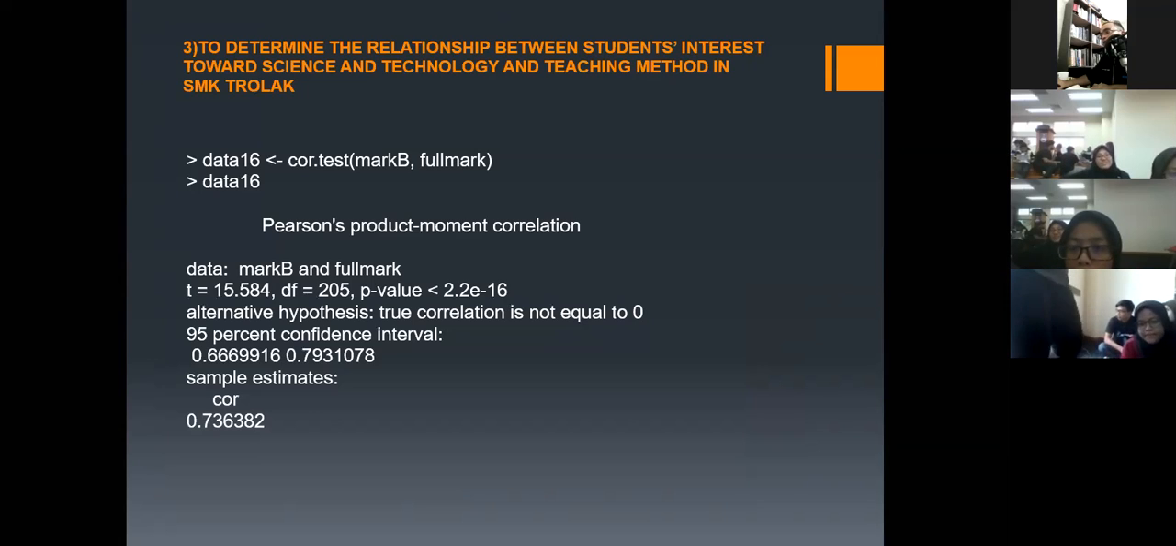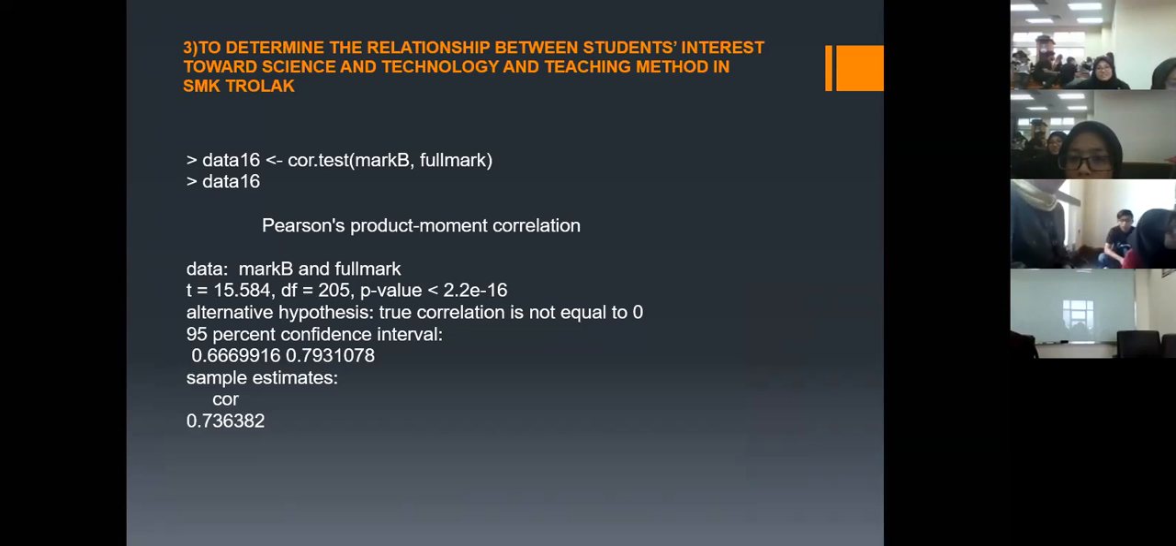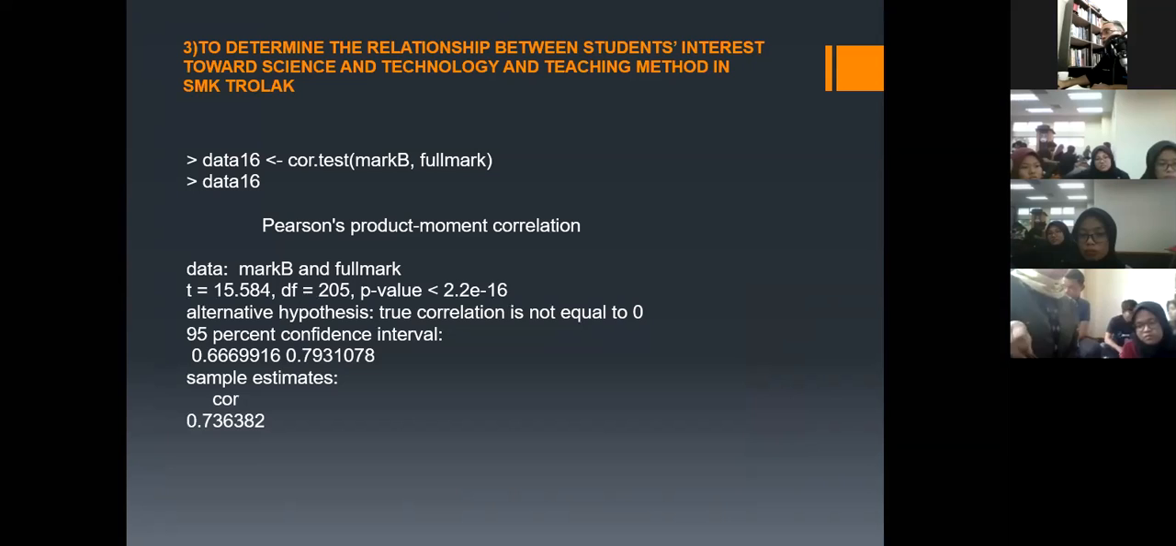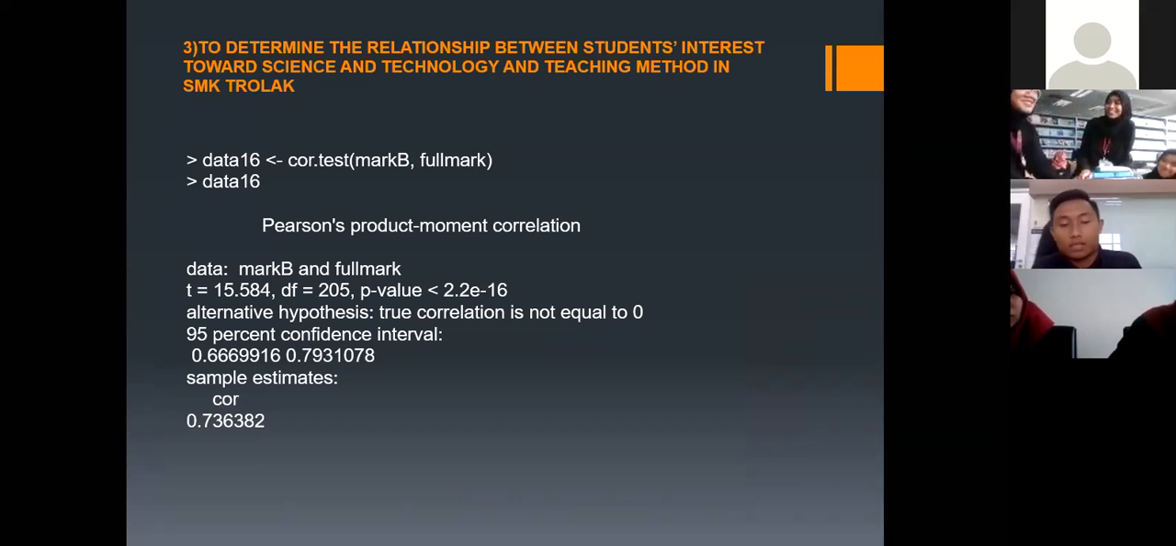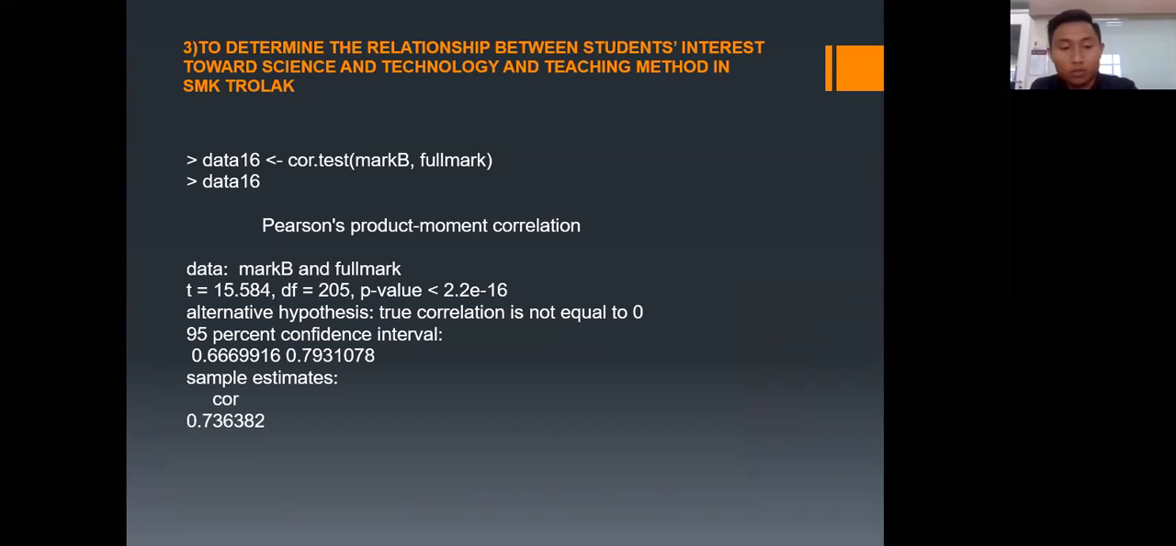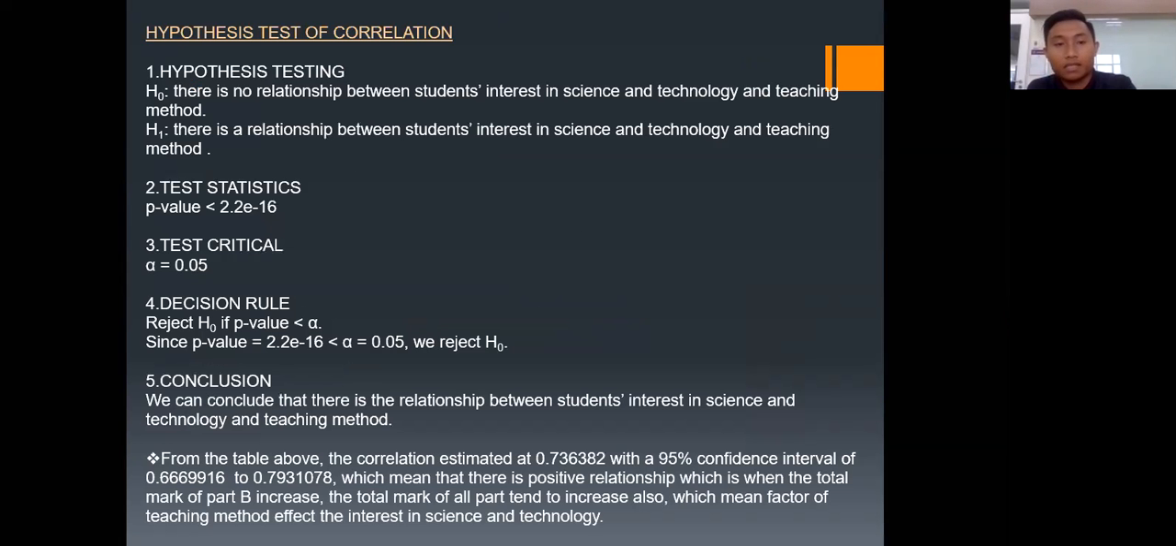Okay, the alternative hypothesis is true correlation is not equal to 0. Our 95% confidence interval is 0.6669916 and 0.7931078. Our sample estimate correlation is equal to 0.736382. Okay, next, this is the hypothesis testing.